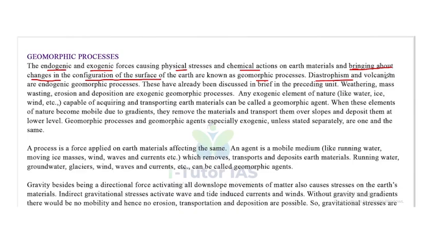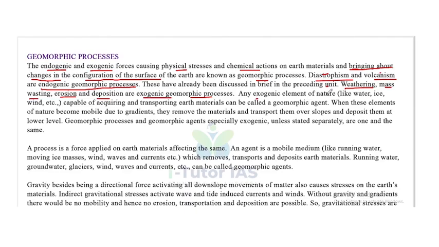Diastrophism and volcanism are endogenic geomorphic processes. These have already been discussed in brief in the preceding unit. Okay, so we'll discuss diastrophism and volcanism in coming chapters. Now, weathering, mass wasting, erosion and deposition are exogenic geomorphic processes. Okay, so weathering, mass wasting, erosion and deposition are some of the exogenic geomorphic processes.